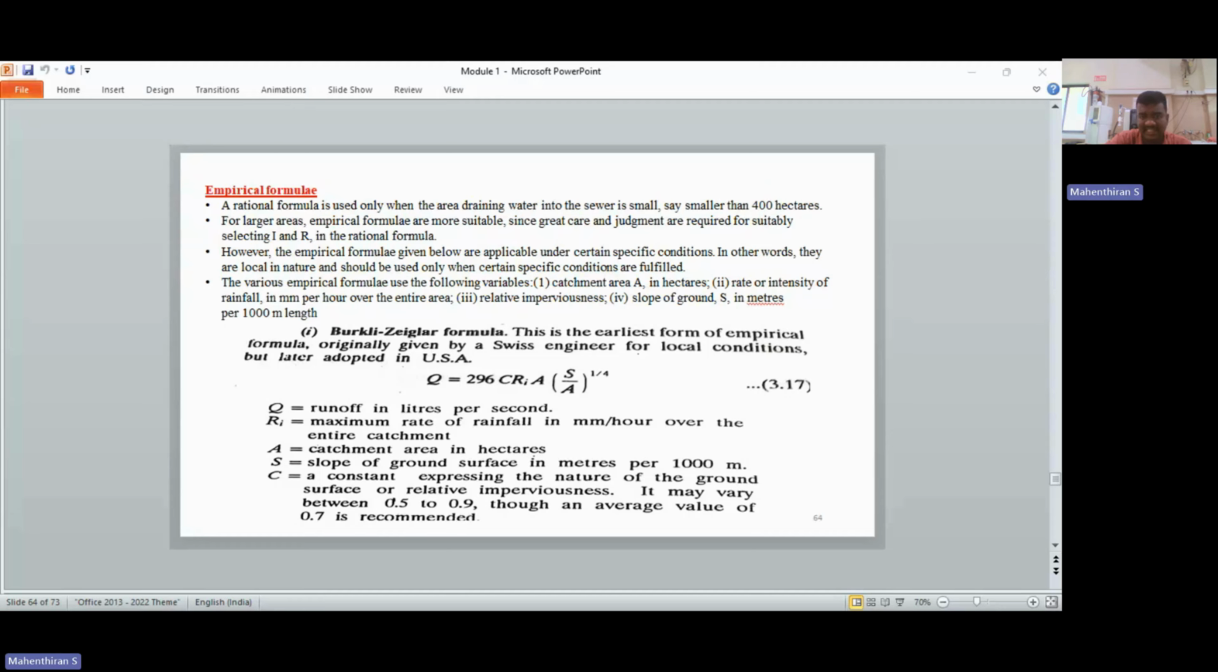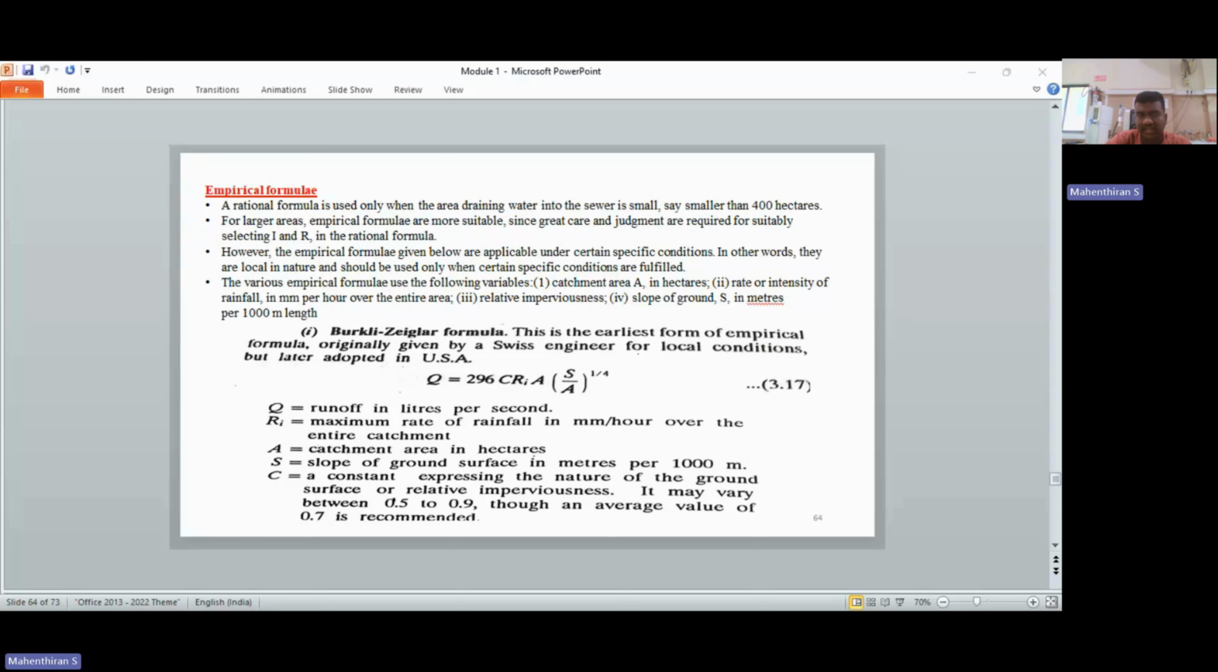This is the maximum rate of rainfall over the entire catchment. For larger areas, you may need to use an average or design storm value. A is the catchment area, and its units are given in hectares. Remember, 1 hectare is equal to 10,000 square meters, which is equal to 0.01 square kilometers.